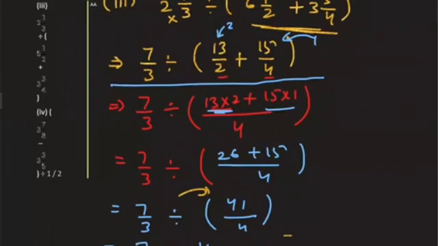Okay, so 7 4s are 28 and 3 into 41. Now tell me the answer. Now tell me the answer fast. 28 upon 123. Check this answer in the answer sheet.